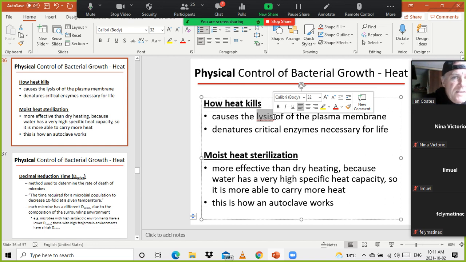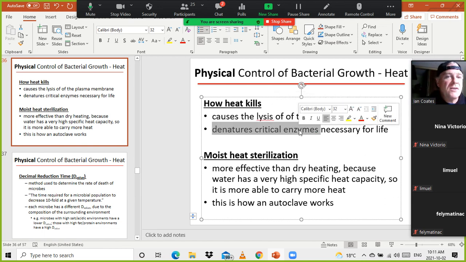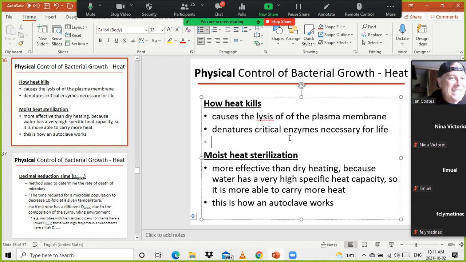So that's one of the main things about heat as far as bacteria goes. It's called lysis of the cell. And as we said before, it denatures the proteins and enzymes, so all the proteins involved in any type of process within the bacteria are just junk now. Moist heat sterilization is more effective than dry heat.